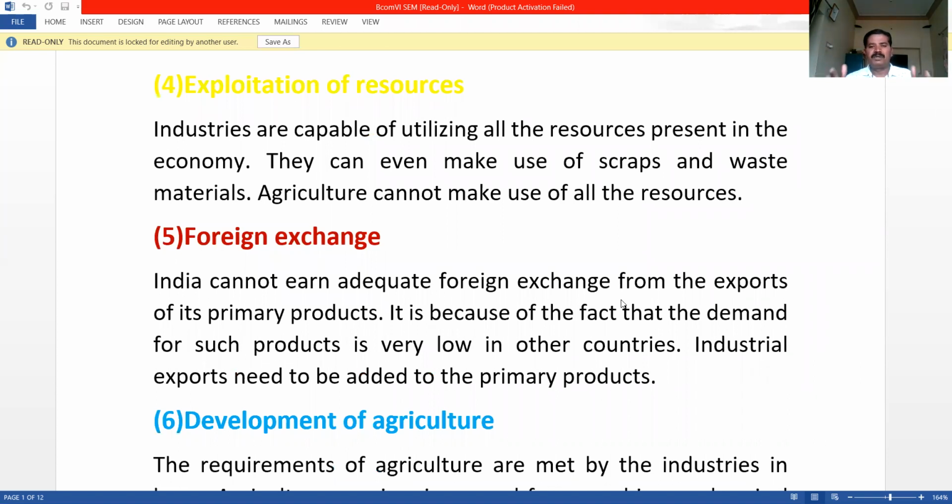Industries are capable of utilizing all the resources present in the economy. They can even make use of scraps and waste materials. Agriculture cannot make use of all the resources. Fifth point: India cannot earn adequate foreign exchange from the export of its primary products, because the demand for such products is very low in other countries. Industrial exports need to be added to the primary products.